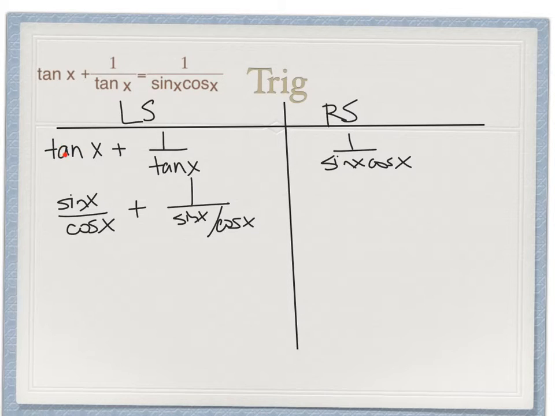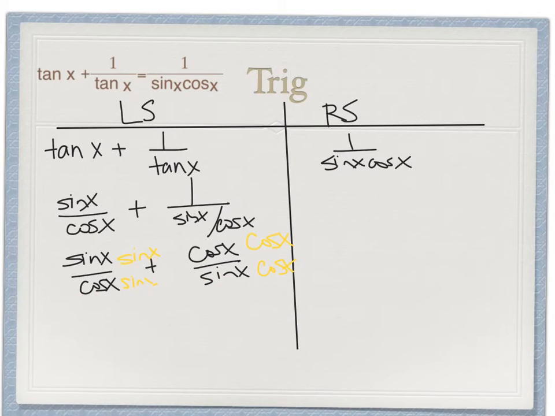For tan x, I substitute sine x over cos x, plus 1 over tan x, so the sine x over cos x is on the bottom. What that means is if I have this on the bottom, I can just flip it. 1 divided by sine x over cos x will be the same as cos x over sine x. And at this point, I need to find a common denominator in order to add these two fractions. So this cos x needs a sine x, and this sine x needs a cos x.